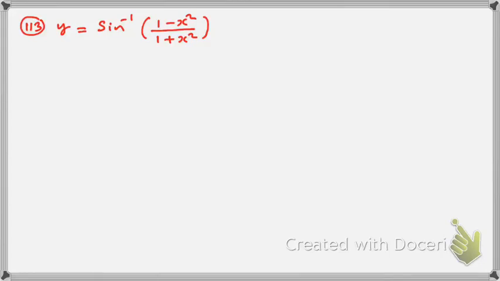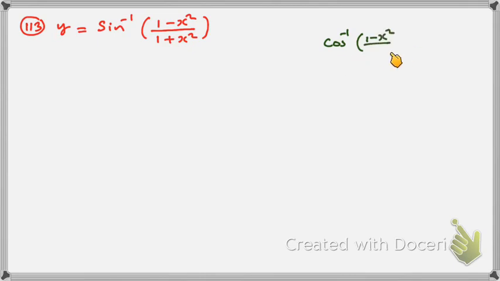Okay, in this video, we continue with differentiation of inverse trigonometric functions, and my first question here is y is equal to sine inverse of (1 minus x square) by (1 plus x square). So what you need to check is if there is any inverse trigonometric function formula like this. There is something similar to this, of course not with sine inverse. So what is that formula?